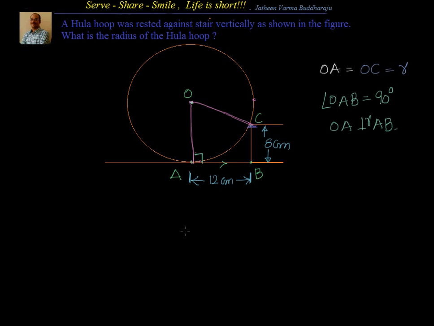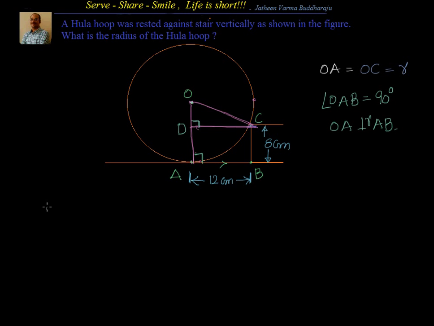Okay. So what we will do now, we have to find out the radius. So we have tangent 90 degrees, that means can I use Pythagoras theorem? Let us see. If I want to use Pythagoras theorem, then I have to form a right triangle here. So for that, through C I will draw a line parallel to AB. Let us say that point is D. Now you can see that ODC is a right triangle.